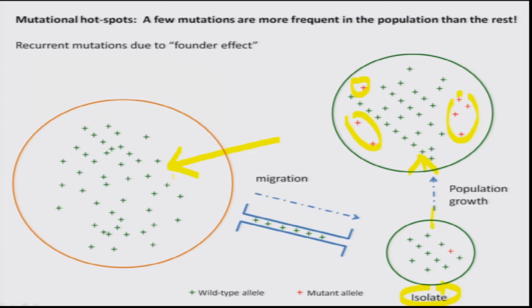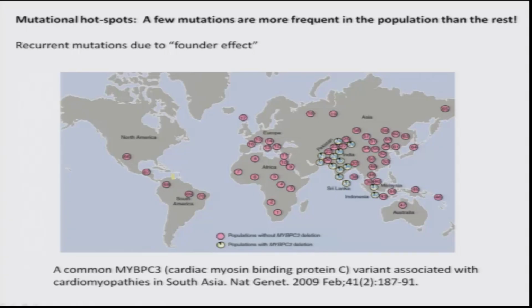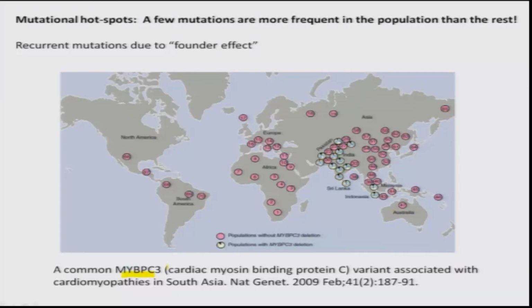This is another example of why certain mutant alleles are present only in certain populations, not in others, like I told you that British do not have and so on. That is a very good example for the Indian population, because there is a gene called MYBPC3. It codes for a protein that is involved in cardiac function, meaning your heart muscle function, and this gene has a variant. There is a deletion in this gene, a few base pair deletion, and this deletion is present even in the normal population.